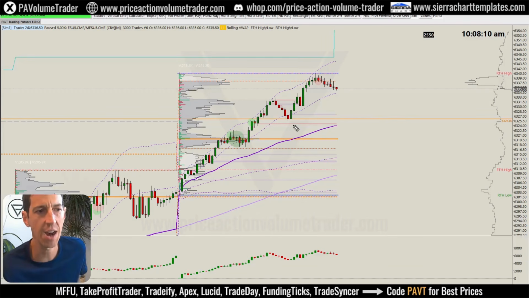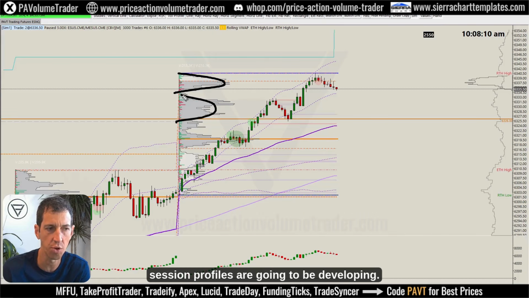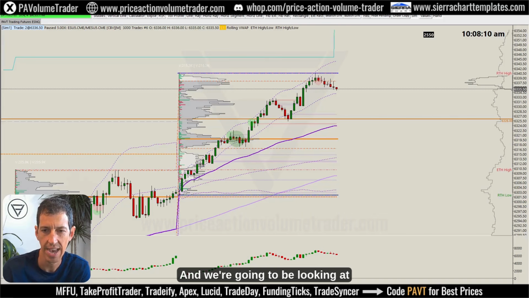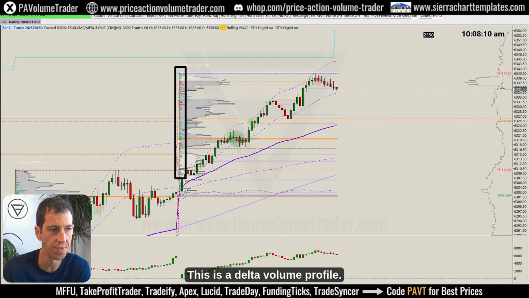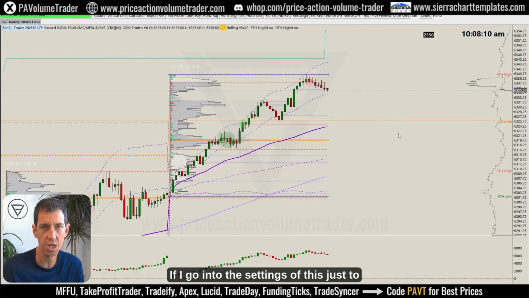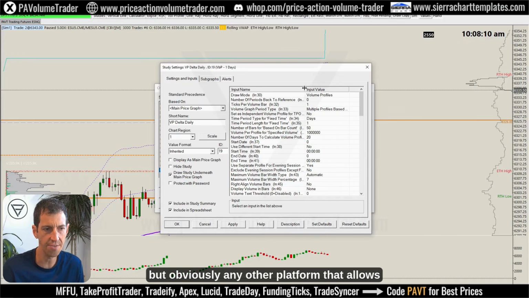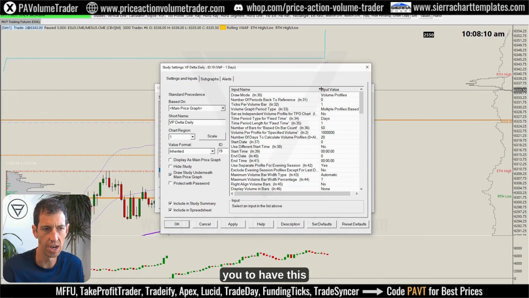And let's now look at how the dynamic session profiles are going to be developing. We're going to be looking at right here on the left border. This is a delta volume profile, okay? This is a very simple tool. If I go into the settings of this just to show you, this is the settings on Sierra Chart, but obviously any other platform that allows you to have these indicators, you can use it as well.